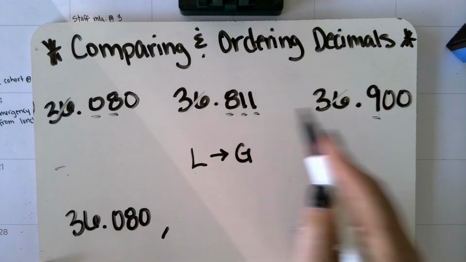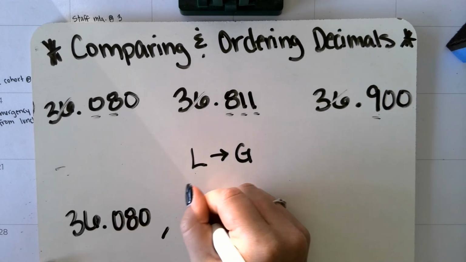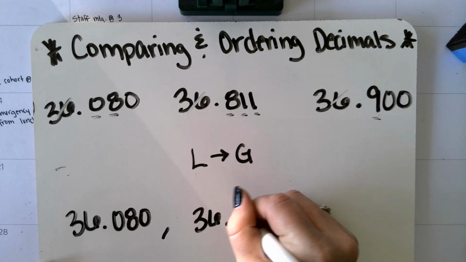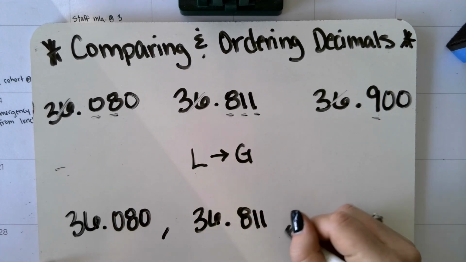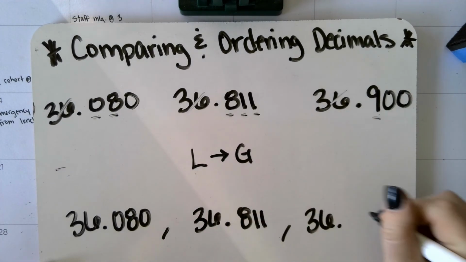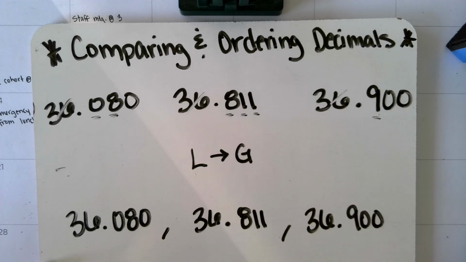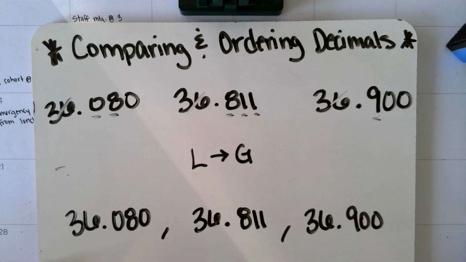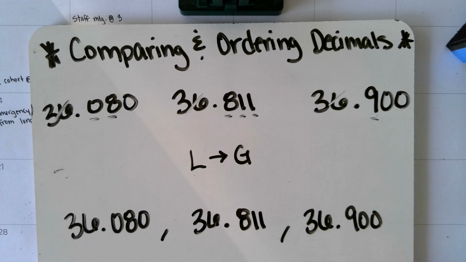Then 811 is smaller than 900, so 36 and 811 thousandths will come next, and then 36 and 900 thousandths will come last. So that is how I teach comparing and ordering decimals.